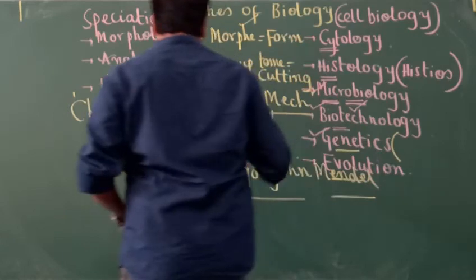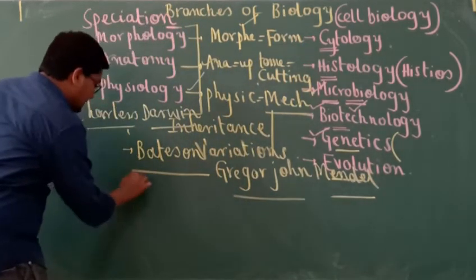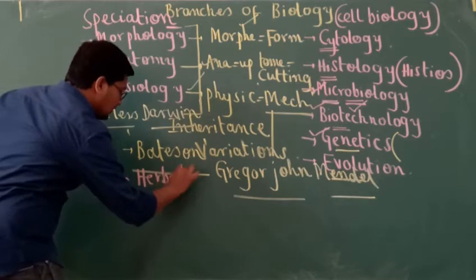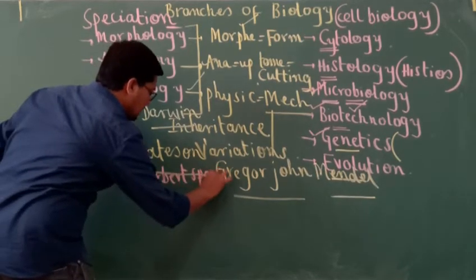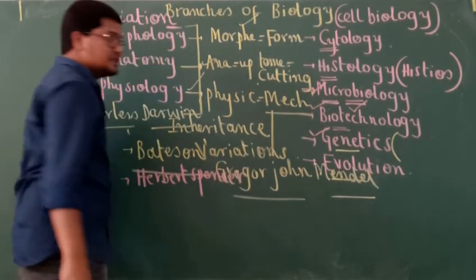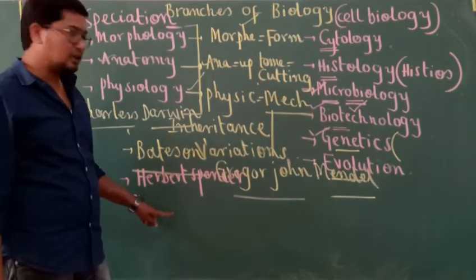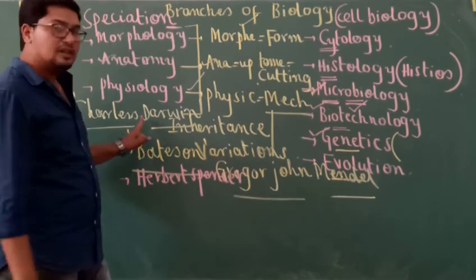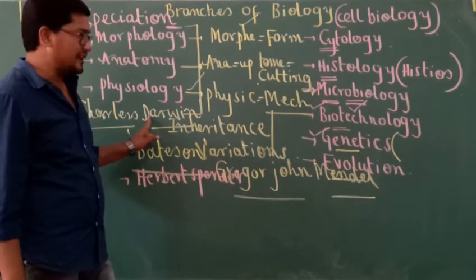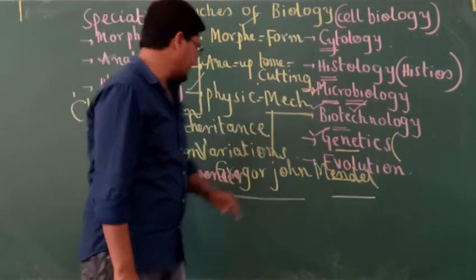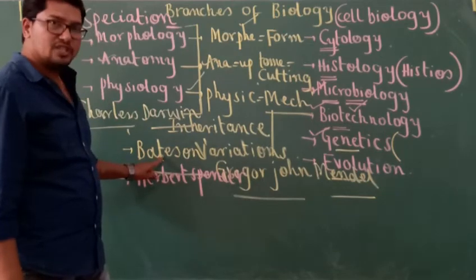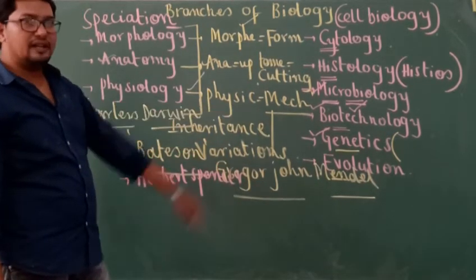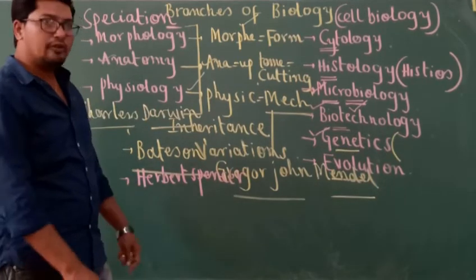And who coined the term evolution? If that question is asked, the answer is Herbert Spencer. Herbert Spencer coined the term evolution. And who is the father of evolution? Charles Darwin is the father of evolution. Who coined the term genetics? Bateson coined the term genetics. And who is the father of genetics? Gregor John Mendel is popularly known as the father of genetics.